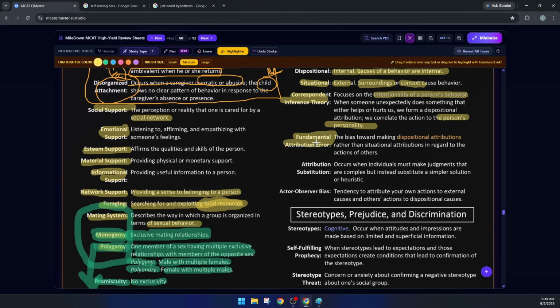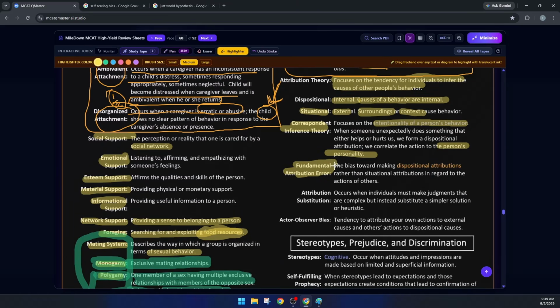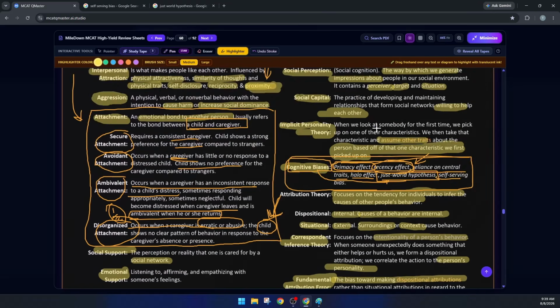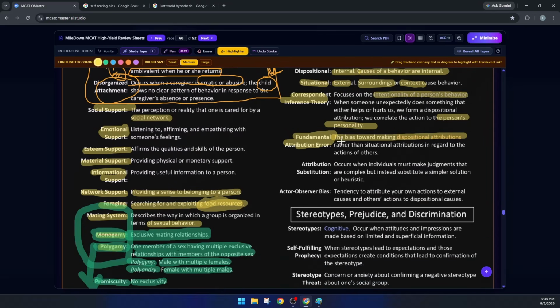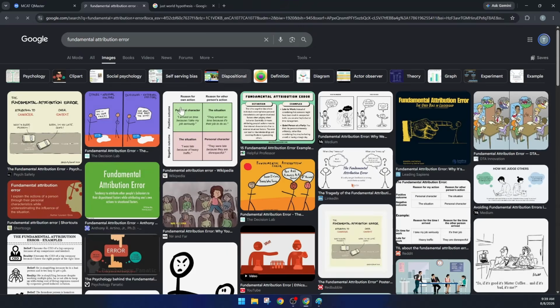Fundamental attribution error, this is a big one. This is also another kind of cognitive bias, and it's a bias toward making dispositional attributions rather than situational. I don't know why the review sheet's a little disorganized, to be honest. So what it means in regard to the actions of others, right? There are a lot of good examples. So fundamental attribution error, here's a good example.